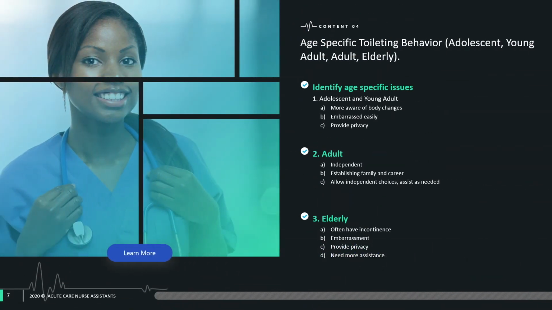Content 4, age-specific toileting behavior: adolescent, young adult, adult, and elderly. Identify age-specific issues. Adolescent and young adult: more aware of body changes, embarrassed easily, provide privacy. Adult: independent, establishing family and career, allow independent choices, assist as needed. Elderly: often have incontinence, embarrassment, provide privacy, need more assistance.